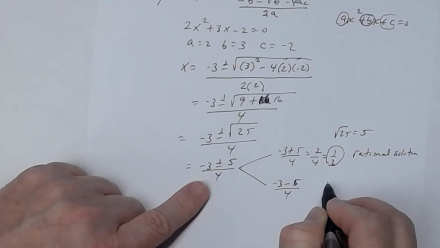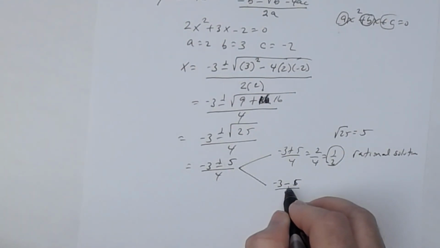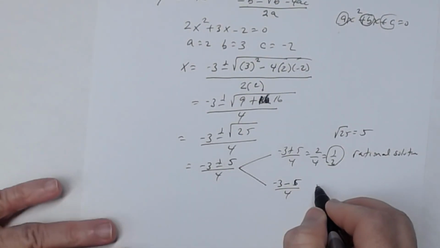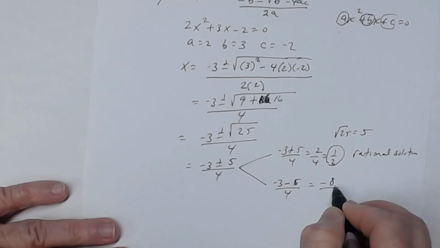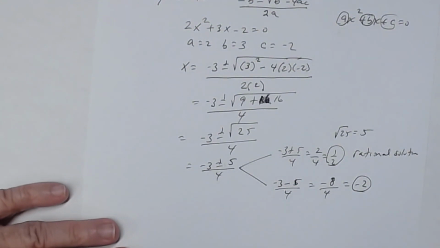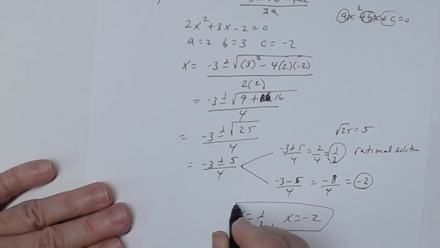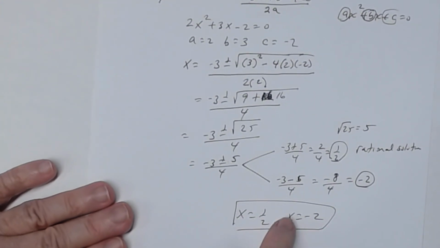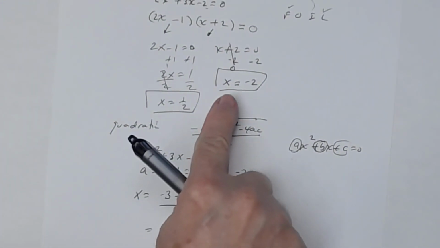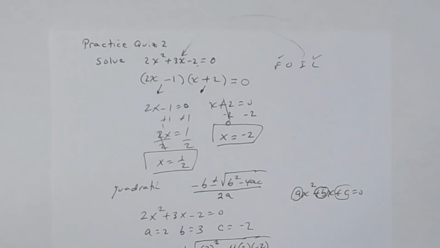So you have to show that. And then negative 3 subtract 5 means negative 3, and also plus a negative 5 is a negative 8. And negative 8 divided by 4 is a negative 2. So those are your solutions. And notice you're going to say x equal 1/2, comma, x equal negative 2. And notice these right here are the same as these. Okay? All right, so that is it. So that is the key to practice quiz number 2.